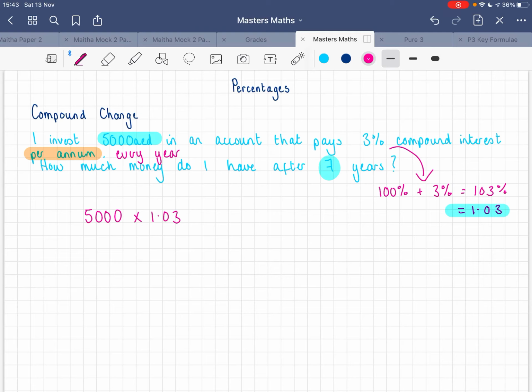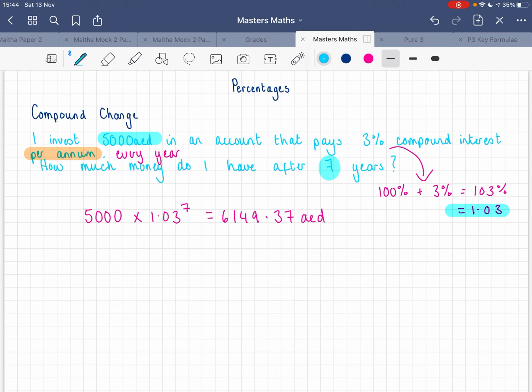Now, there's a quicker way of doing that. Instead of multiplying it over and over again, if you're multiplying by 1.03 7 times, you're multiplying 1.03 by itself 7 times, which means I can use a power. I can put it to the power of 7 and put that into my calculator. It gives me the amount I will have after 7 years. The power of 7 is 6,149. It's a long decimal, so I'm going to round it to 2 decimal places again because we're talking about money. So 37, and that is dirham.